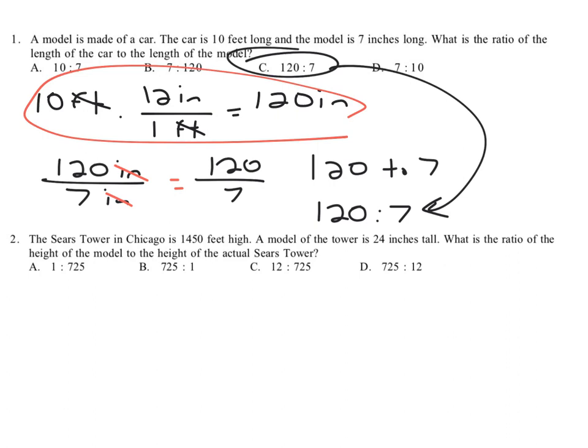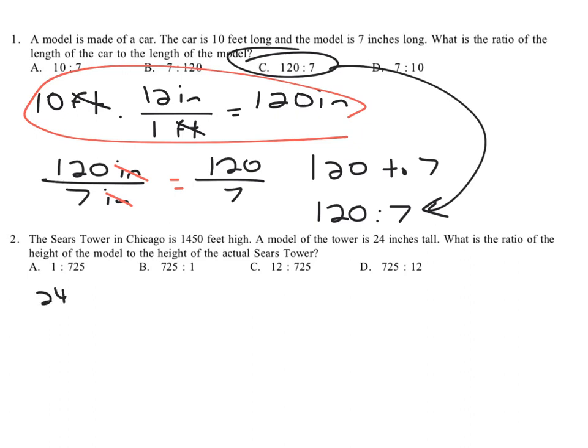Okay, and the next one is the same kind of idea. Sears Tower in Chicago is 1,450 feet high, and the model of the tower is 24 inches tall. Now as you get more comfortable with the numbers, if you're comfortable with this idea, you can see that every 12 inches is a foot, so this is exactly 2 feet. So it makes sense to change 24 inches into 2 feet. But I'm going to write the ratio how we do it if you just write it down to calculate it.